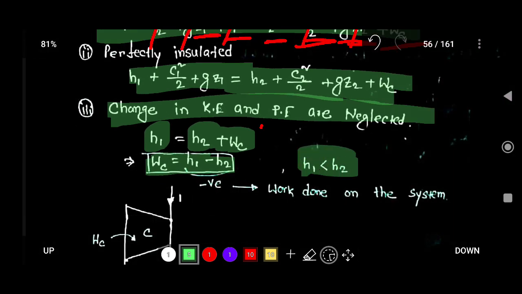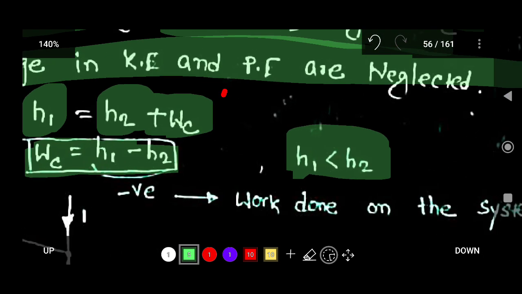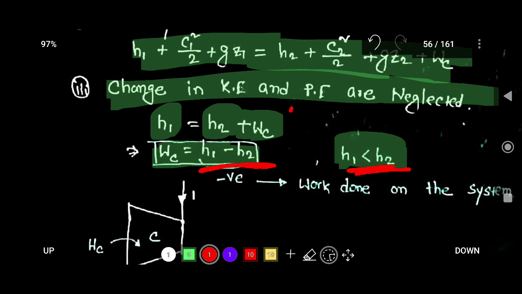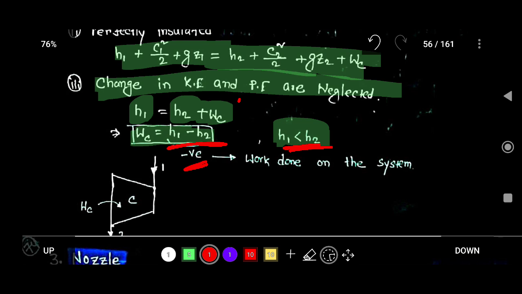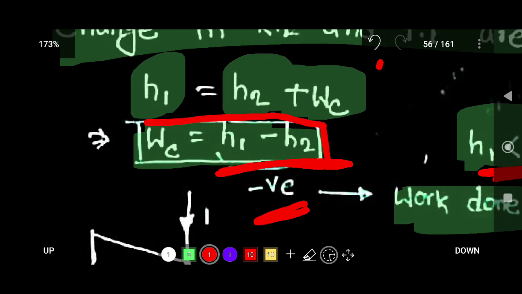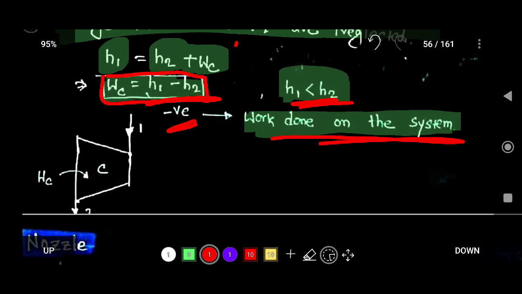If you focus on the compressor, the specific enthalpy at the inlet is less than the specific enthalpy at the outlet. That is why you will get this value negative. A negative value indicates that work is done on the system. In a compressor, we supply work to run the compressor. So the work done formula for a compressor is H1 minus H2, and this is a negative value because work is done on the system.